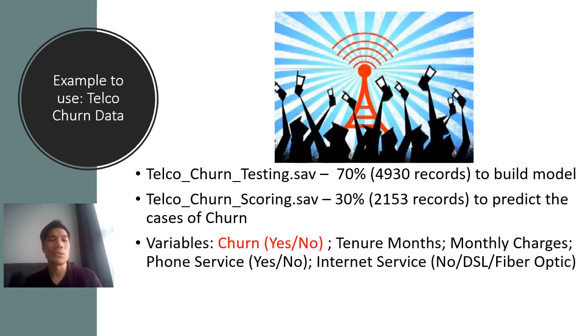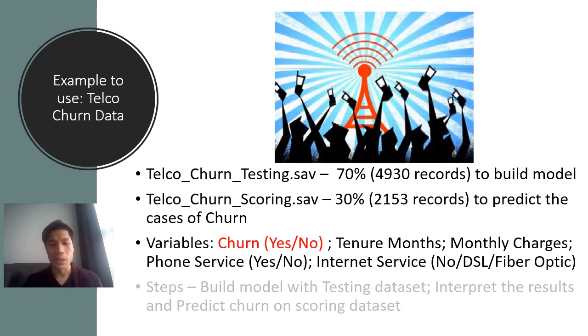The variables I'm going to be using are, of course, churn, which is only available in the testing. Then in both the testing and the scoring, they have tenure months, which is how many months the customer has been a customer with the telco. Monthly charges, which means the average monthly charges. Whether this person uses a phone service, which is a binary category, yes or no. And there are three categories for internet service usage: no, DSL, digital subscriber line, or fiber optic.